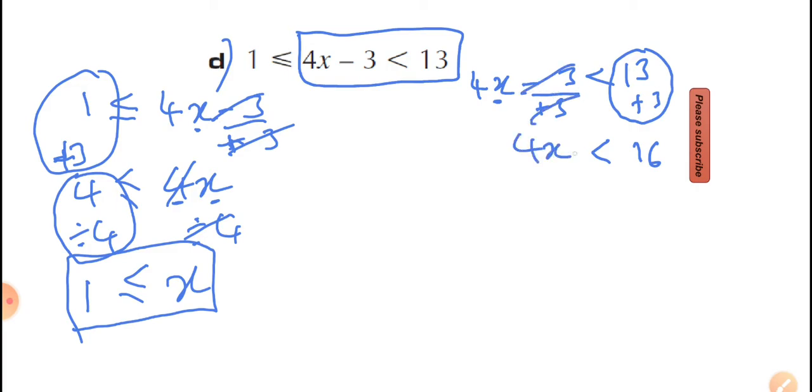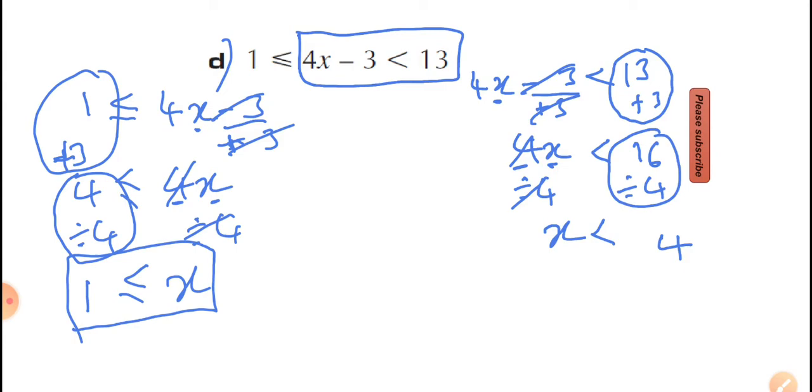just 4x. And now to get this x on its own, we have to get rid of the times 4. How do we get rid of times 4? Divide both sides by 4. So when you divide by 4, 16 divided by 4 is just going to become 4. Copy the sign down. The times 4 divided by 4 cancels out, leaving me just x. So this bit tells me that x has to be less than 4.